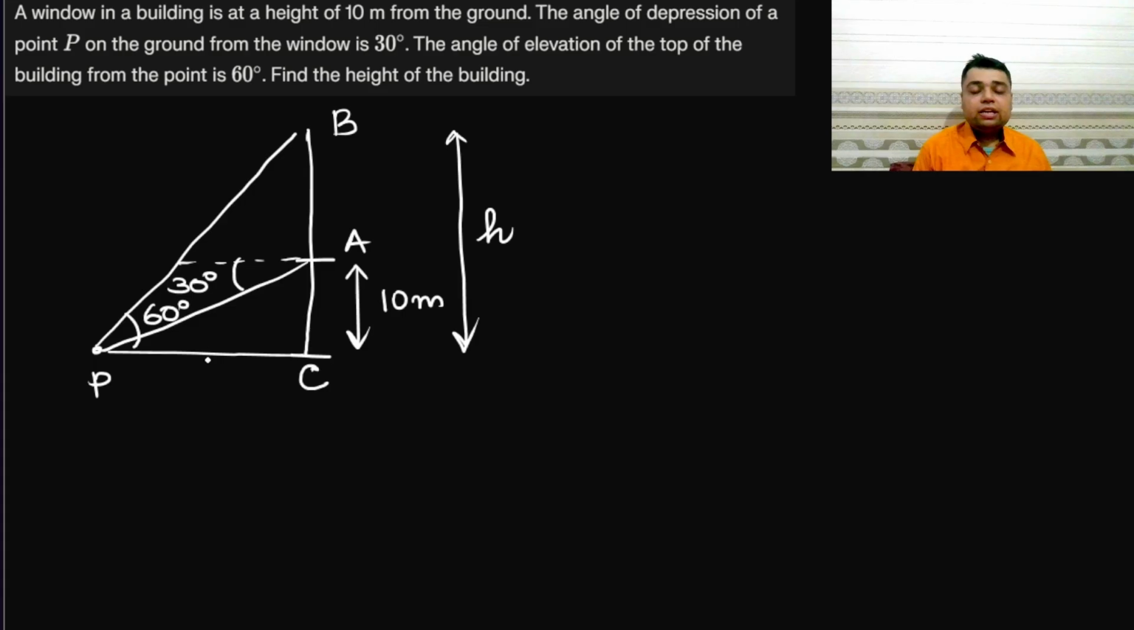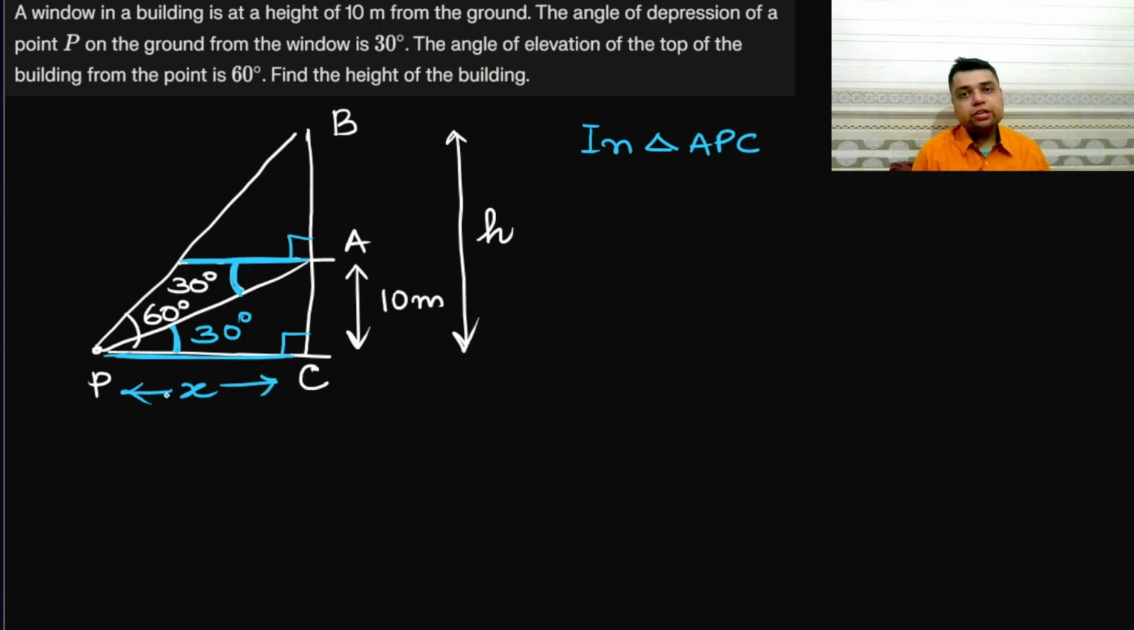Now we can say that this angle at A and this angle APC, these blue angles are forming alternate interior angles, because this line and this line are parallel to each other, because both are 90 degrees here, right? Now this is also 30 degrees. That means now in triangle APC, let's take PC as X. We have perpendicular AC and base PC.